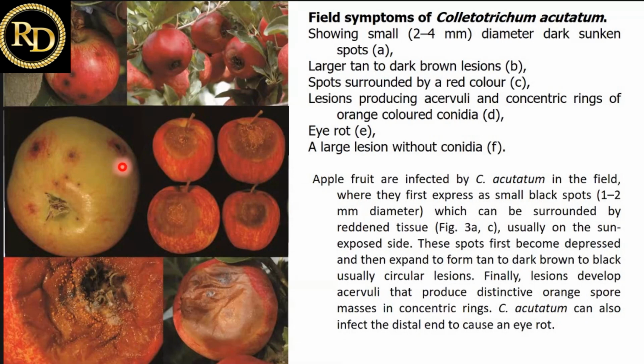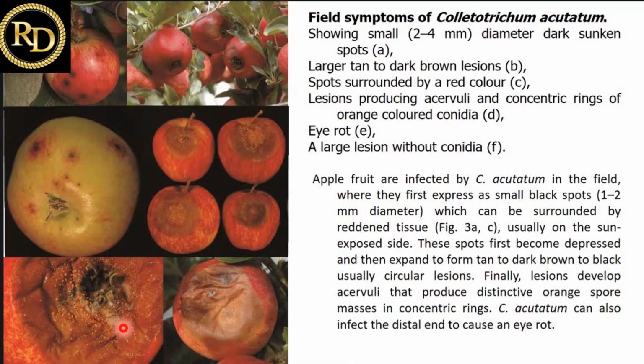When they become large enough, they produce the multiplication form, the acervuli. And the acervuli normally can be very easily seen because they produce conidial mass, which is orange in color. If the pathogen is also occurring in the distal end of the fruit, it causes what is called eye rot.